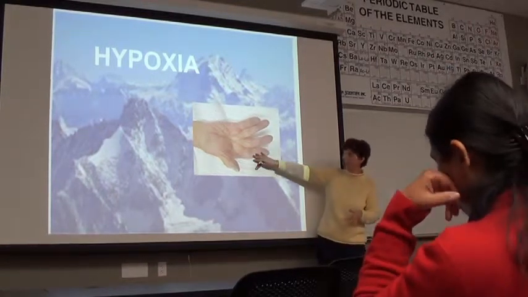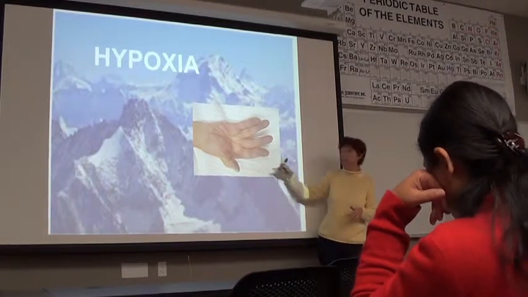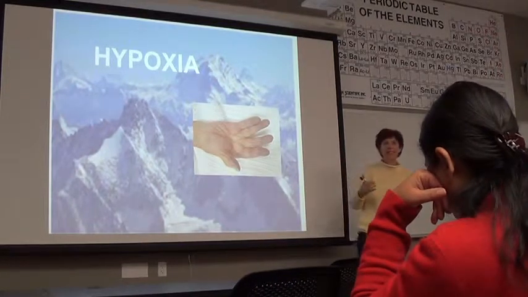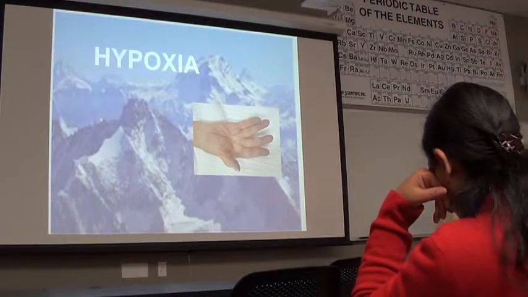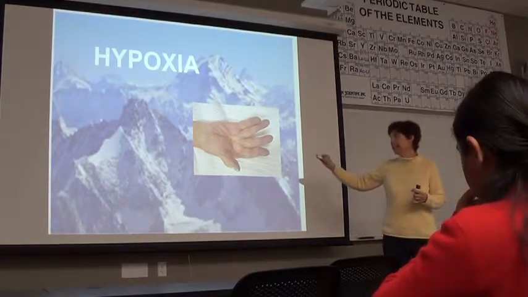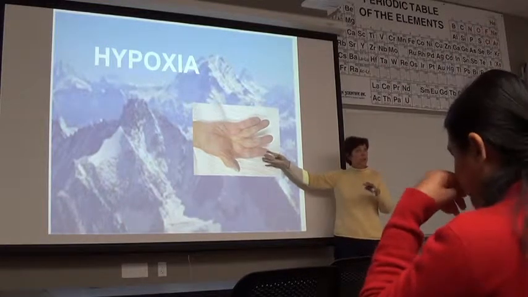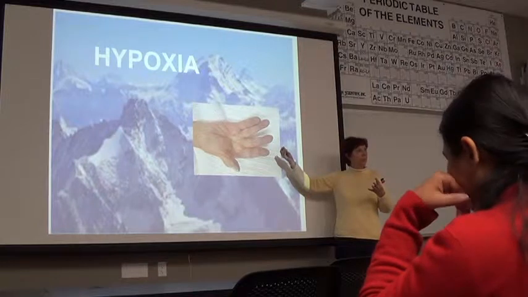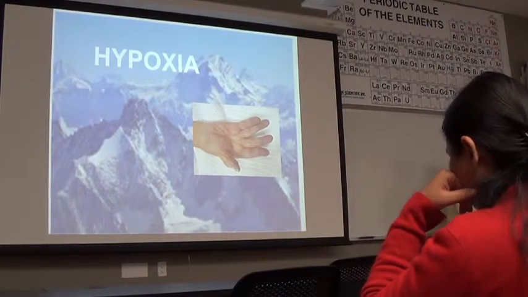So this individual here, you can see how dusky the fingertips are. That's the way my hand looks when I get cold. I have constriction of the arterioles in my hand. And that's an indication of lack of oxygen to the tissues. Cyanosis, cyan is a blue color. All right, and so that's showing low oxygen in the tissues.